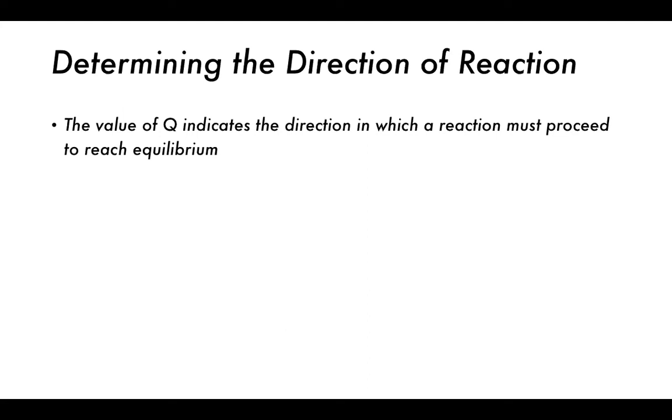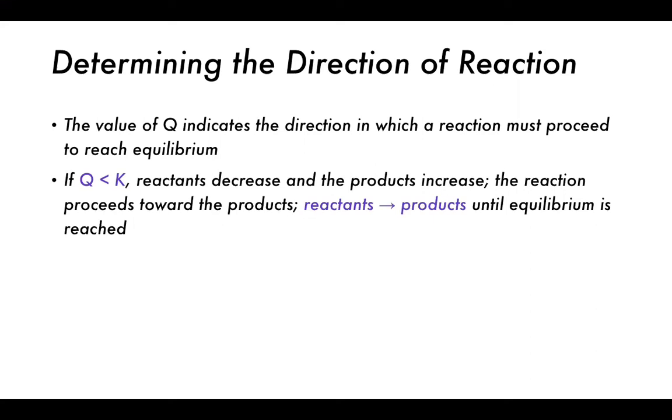The value of Q indicates the direction in which a reaction must proceed to reach equilibrium. So if Q is less than K, reactants decrease and products increase. This means that the reaction proceeds towards the products, reactants go to products, until equilibrium is reached.